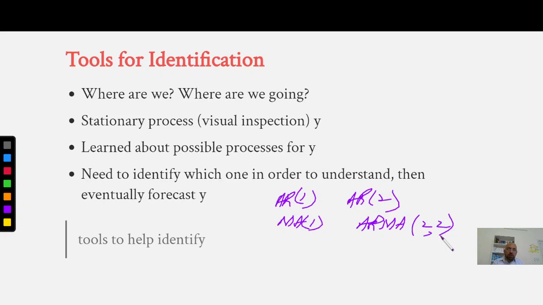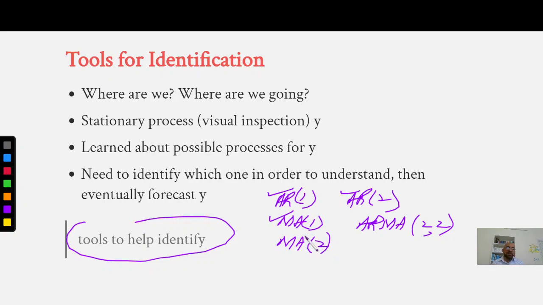So what are the tools to identify this? If you recall my video on AR1, MA1, AR2, MA2, and the ACF, PACF derivation, that will help us today in how to identify.